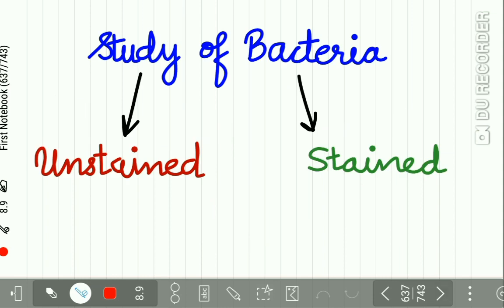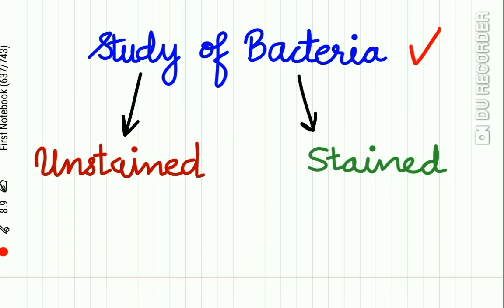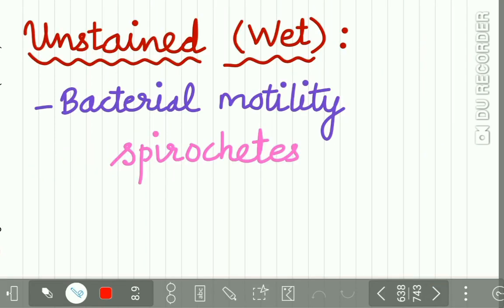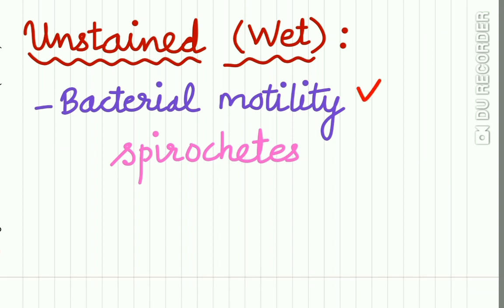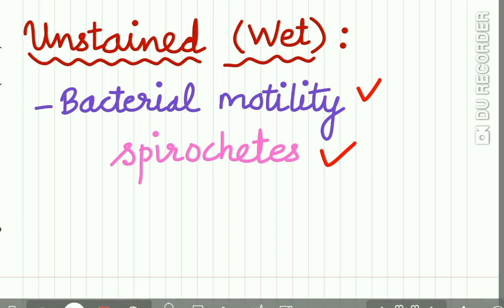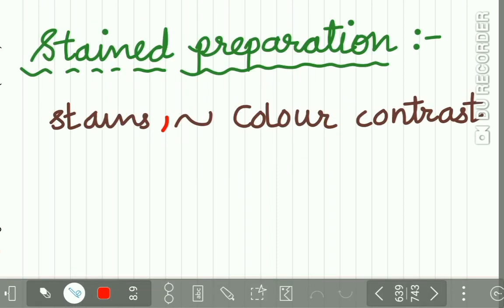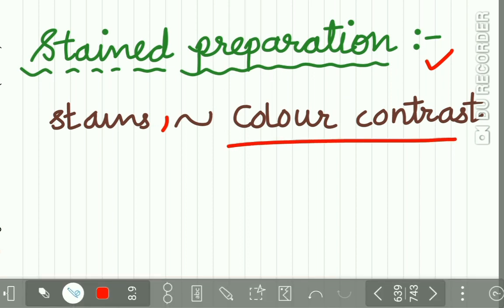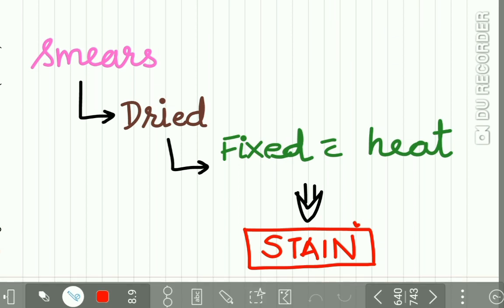Now to begin with, the study of bacteria can be done in two ways: by preparing unstained preparations or by stained preparations. Unstained preparations are examined mainly for bacterial motility and for the spirochetes, while stained preparations provide color contrast to the bacteria, so they become visible in the microscope.